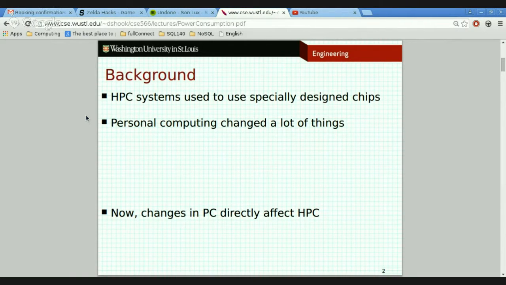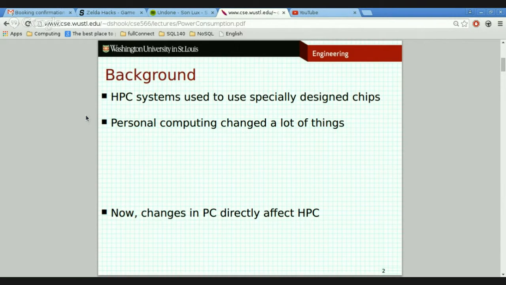Now you still have to design lots of other things as well, right? The network and the topology and of course, memory, all of that fun stuff that we're going to talk about later on. But you do not have to spend time designing a chip anymore. You can just go buy a whole bunch of chips off the shelf. And so now any changes that affect personal computing also directly affect high performance computing, which is very, very important, right?